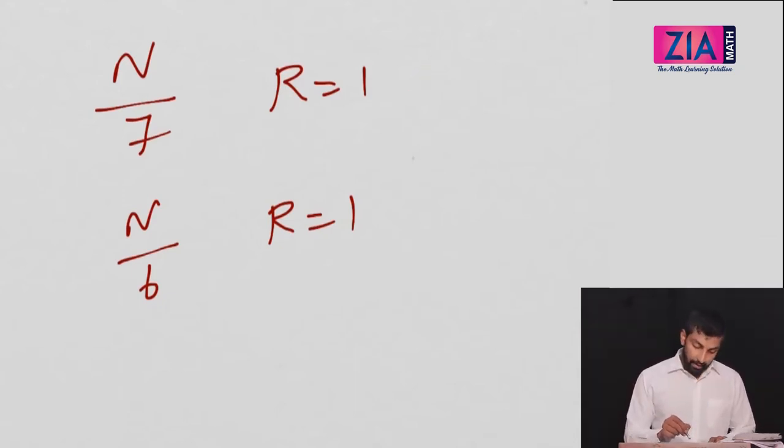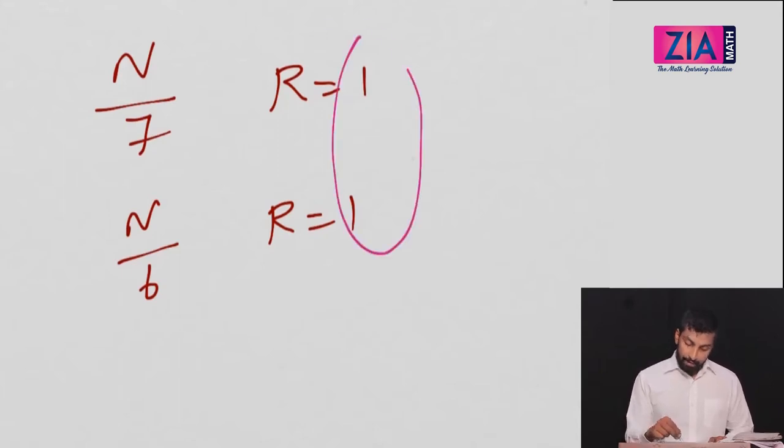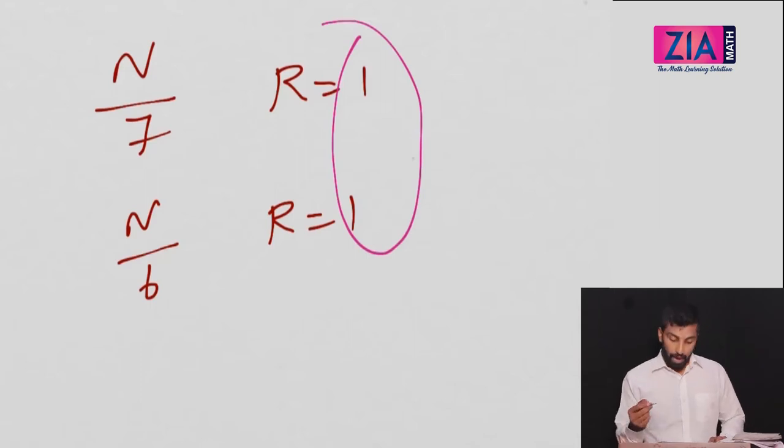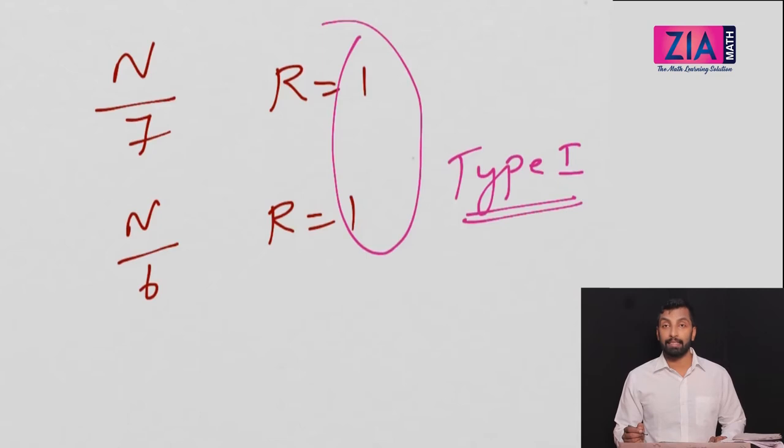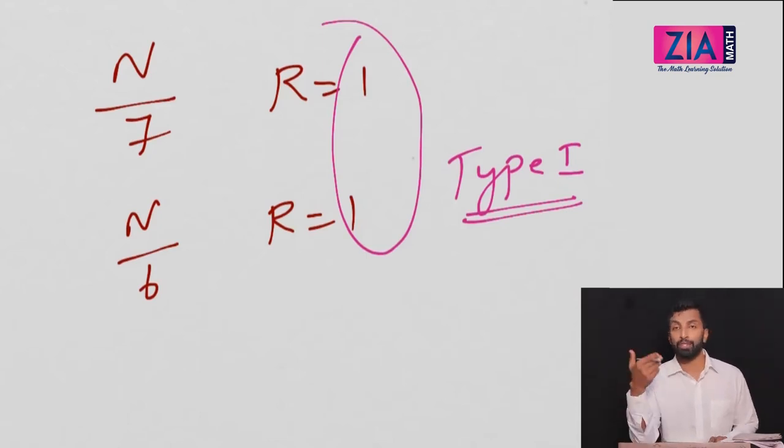The pattern which I want to discuss is this: if you observe here, the remainders are the same. So I call it type 1, where the remainders are same. The way in which you will get these questions is like this: you have a number, when divided by 7 leaves a remainder 1, divided by 6 leaves a remainder 1.